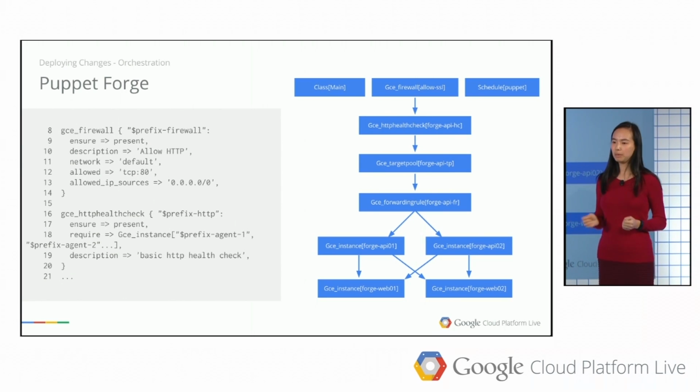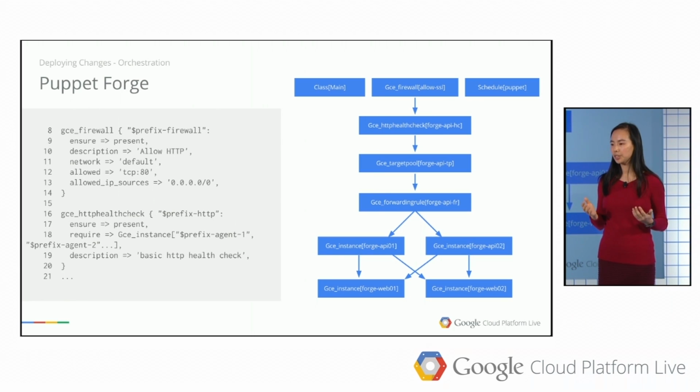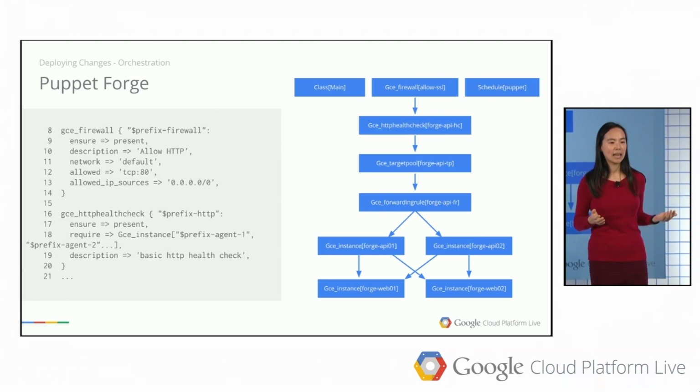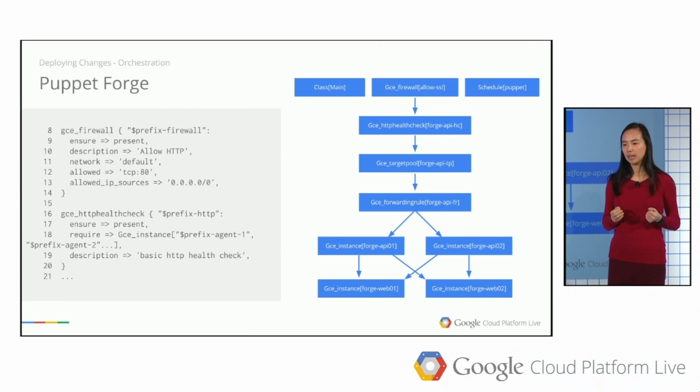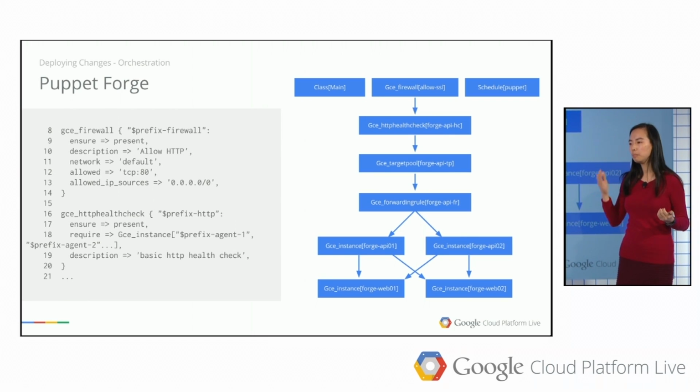Using the automated deployment process, the Forge team is able to stand up a brand new version of the Forge instance in less than an hour on Compute Engine. And with that, they get to deploy usually several times a week or sometimes even multiple times a day.